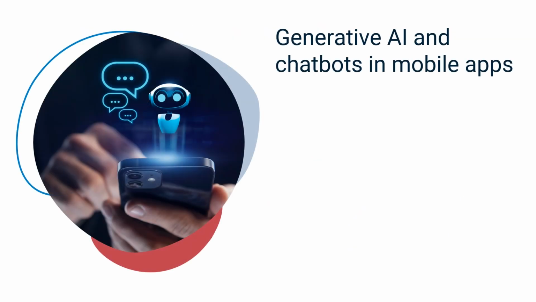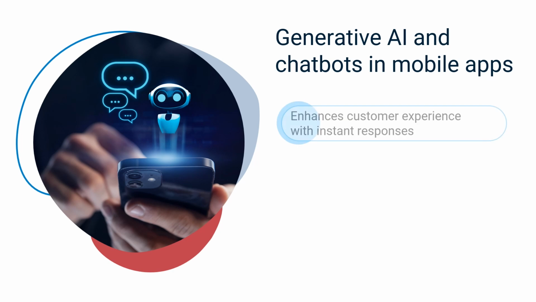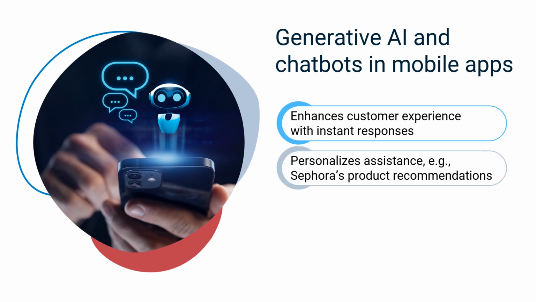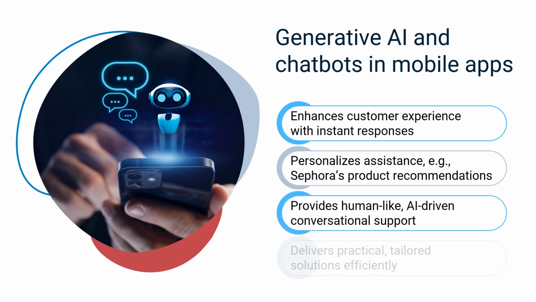A key application of GenAI in mobile apps is chatbots and virtual assistants. These AI-driven tools provide instant, human-like responses, enhancing customer experience significantly. For instance, the Sephora app employs a chatbot to recommend beauty products tailored to users' skin types and preferences, showcasing how AI can provide practical, personalized assistance.